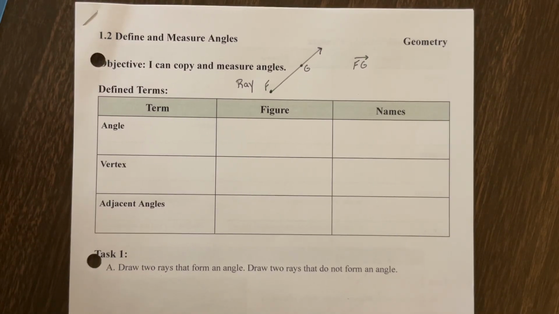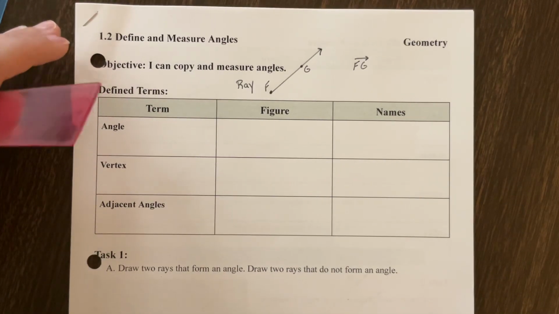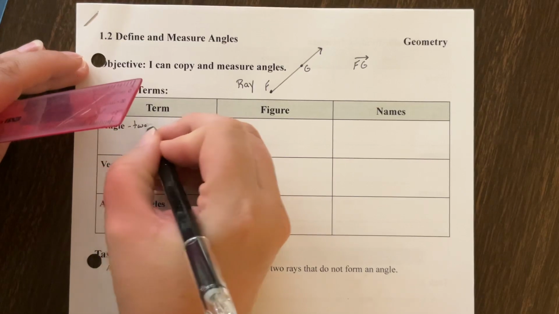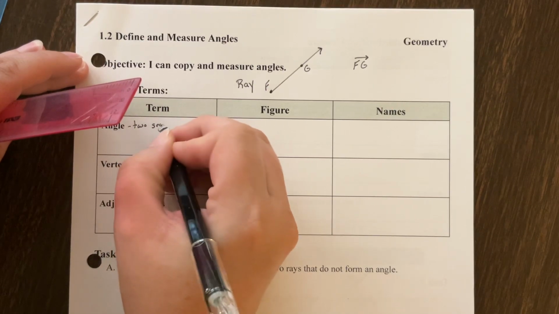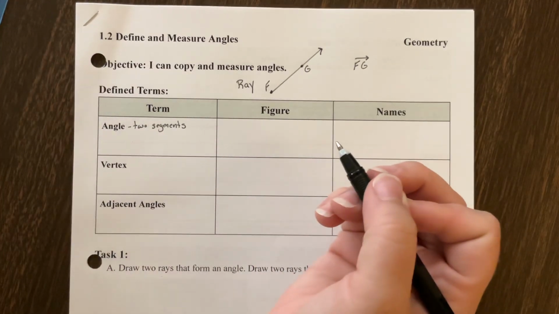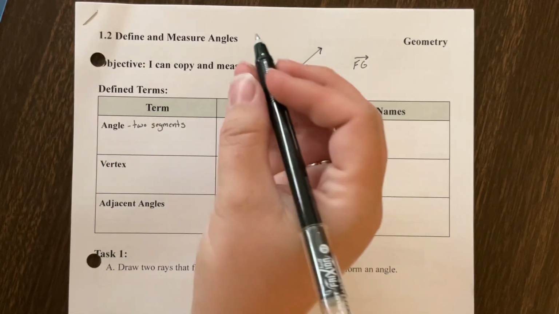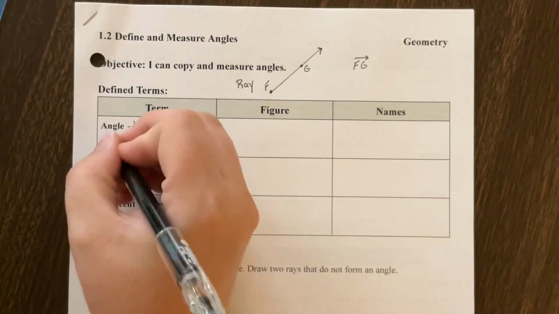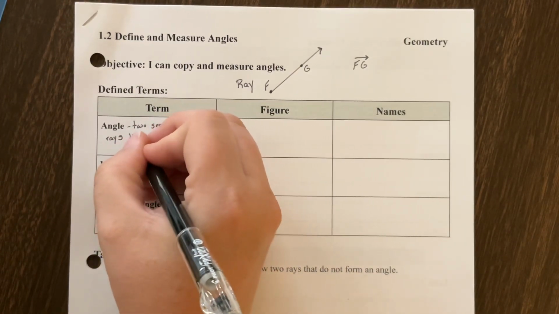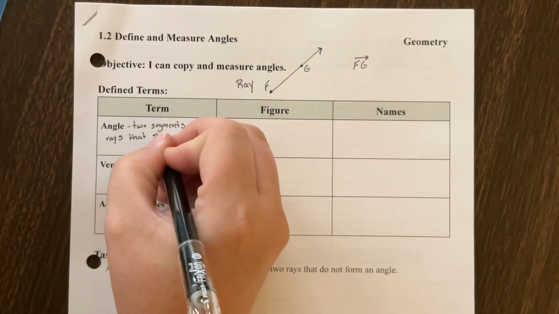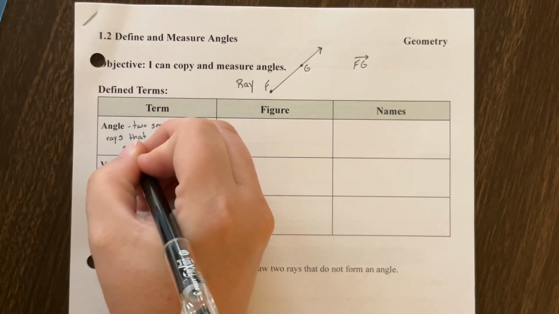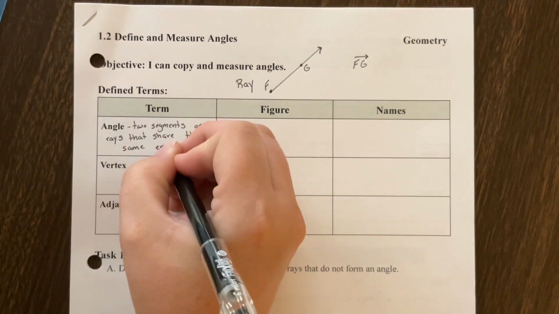So an angle is built from rays or segments. An angle is 2 segments, and when we use the word segment, we mean line segments, or 2 rays that share a common endpoint, that share the same endpoint.